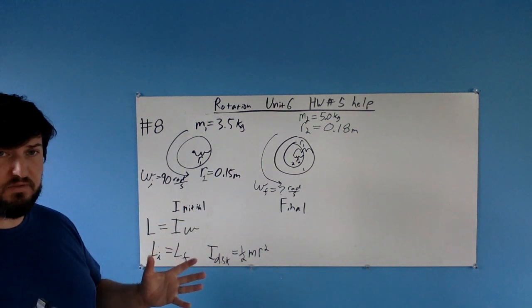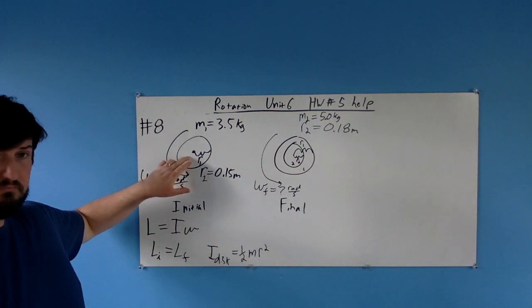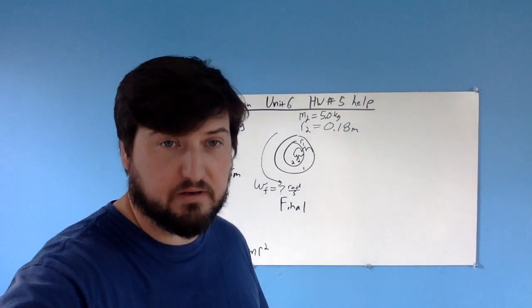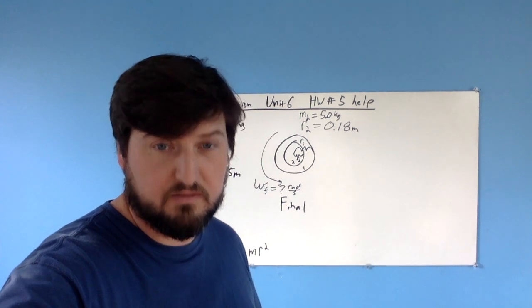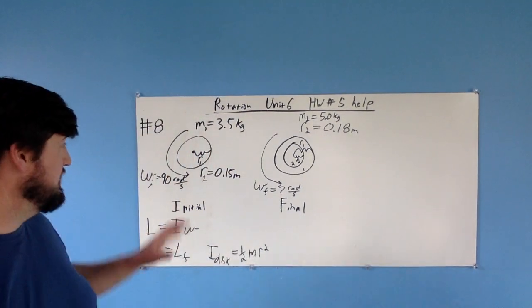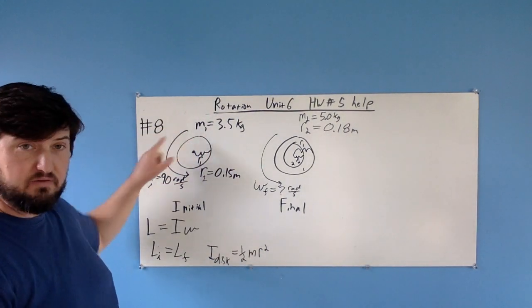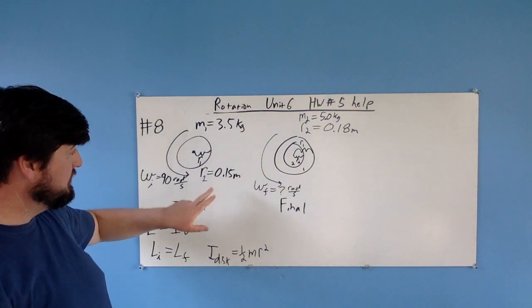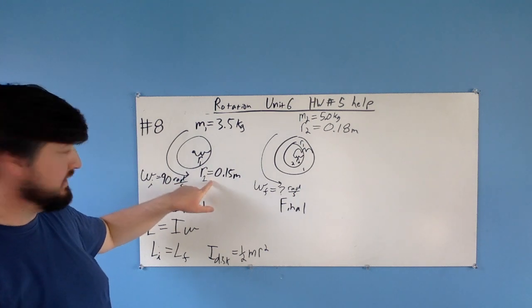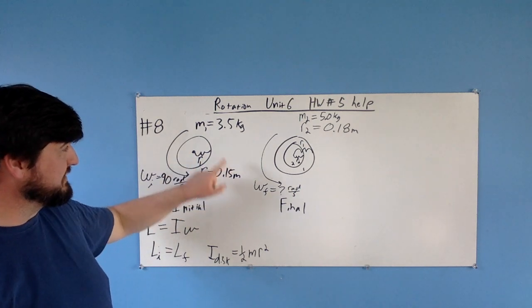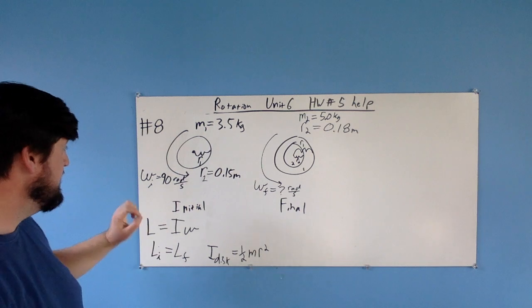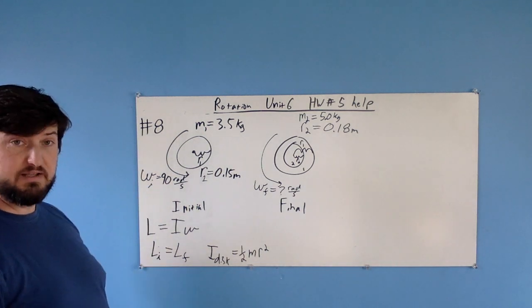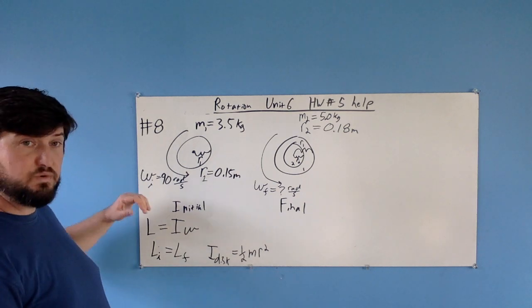Okay, and what's happening on this one is you start out with a disk. You want to know what is the common speed? So you start out with one disk that is spinning around. You know everything about this system pretty much. You know the mass of the disk. You know the radius of the disk. So radius of disk number one is 0.15 meters. Mass is 3.5 kilograms. And you know the angular velocity of this thing is 90 radians per second. Okay, so that's where you start.